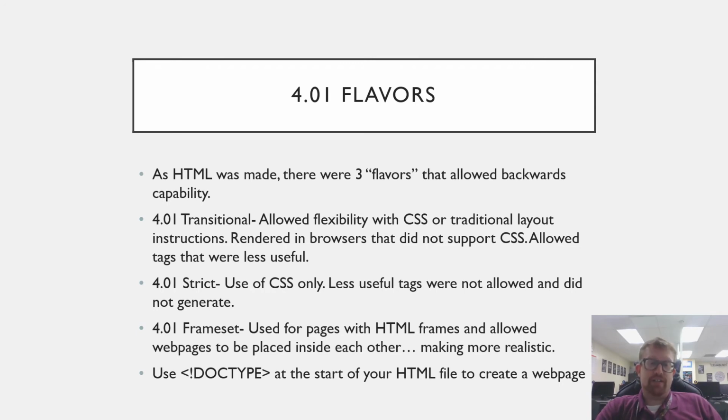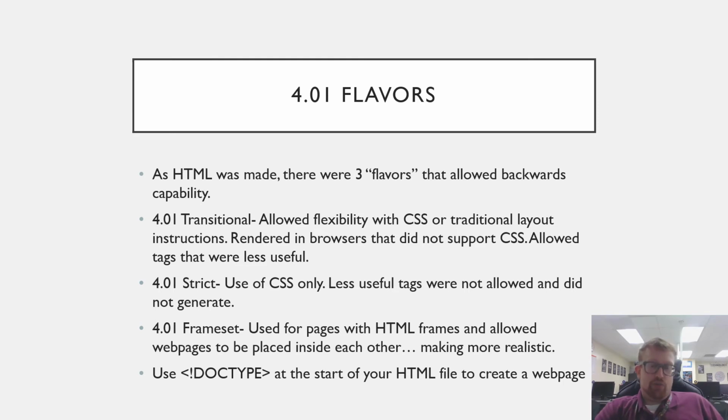4.01 strict only allowed you to use CSS for design elements. Any less useful tags were not allowed and would generate errors if you did use them. 4.01 frameset was used for pages with frames that would go around the page and created pages to be placed inside of each other. It made web design more realistic, and it was really the start of more creative web design.